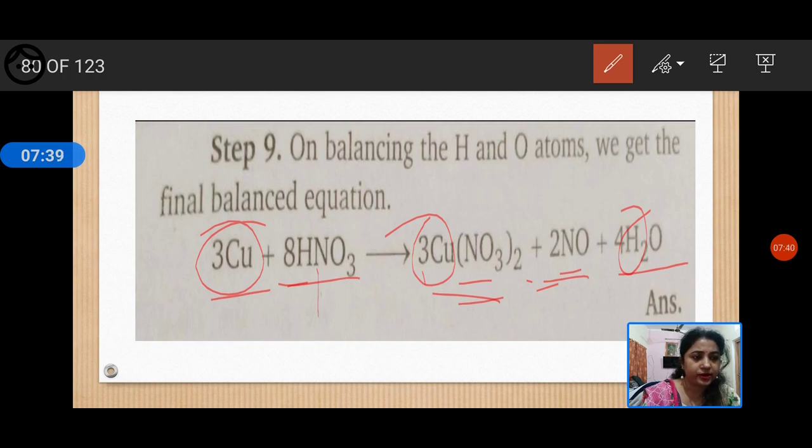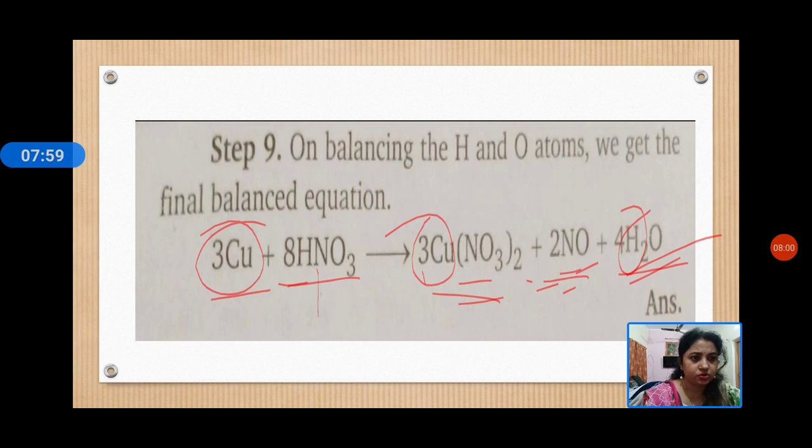Now oxygen: 8, 16, 24 oxygen. So here 3 2s are 6, 6, 12, 18, 19, 20, and 4 here, 24 oxygen. So all the atoms you can see are balanced here.